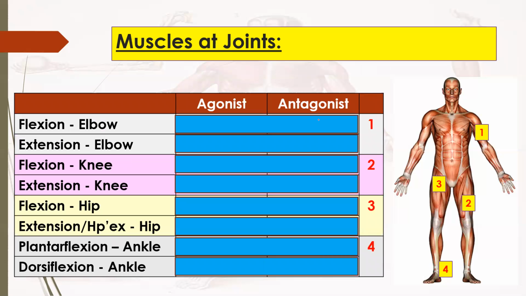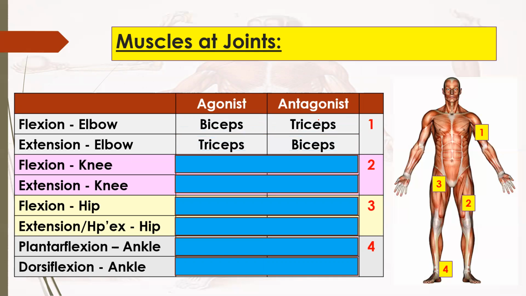Okay, so for this section, you can just self-check your own work with a purple pen. Tick it if you have it correct, or write in the correct name in purple pen if you have made an error. So biceps and triceps. Biceps are the agonist during elbow flexion, triceps the antagonist. We said that one already. That's the opposite, so you just switch it around.